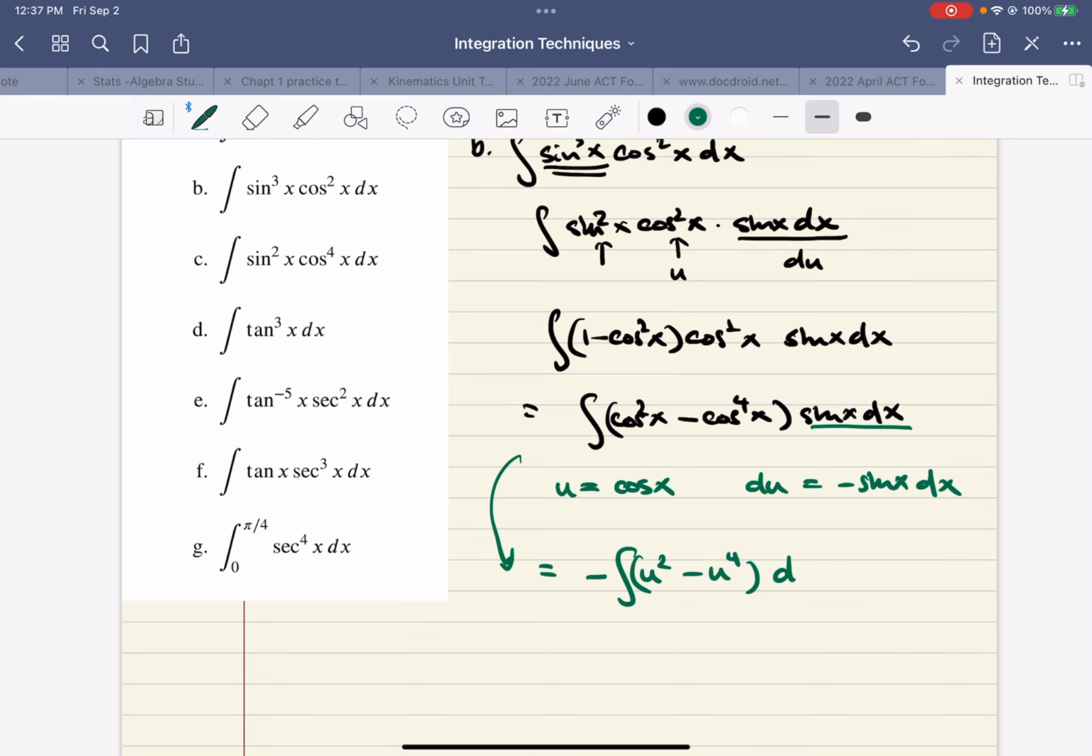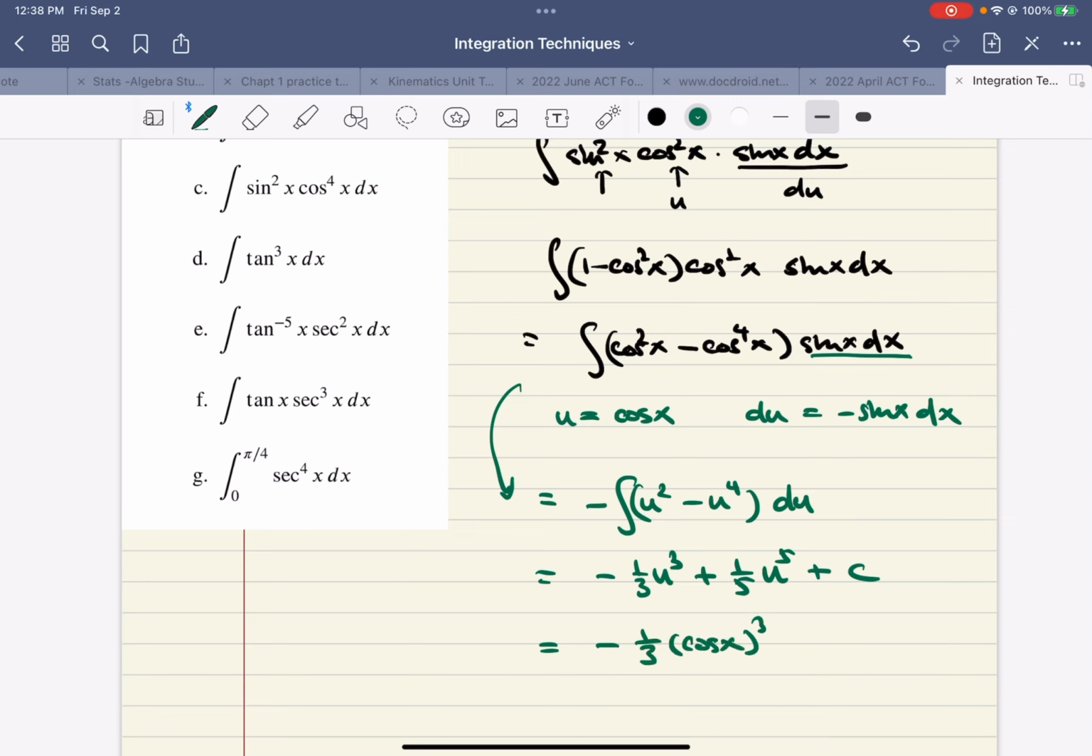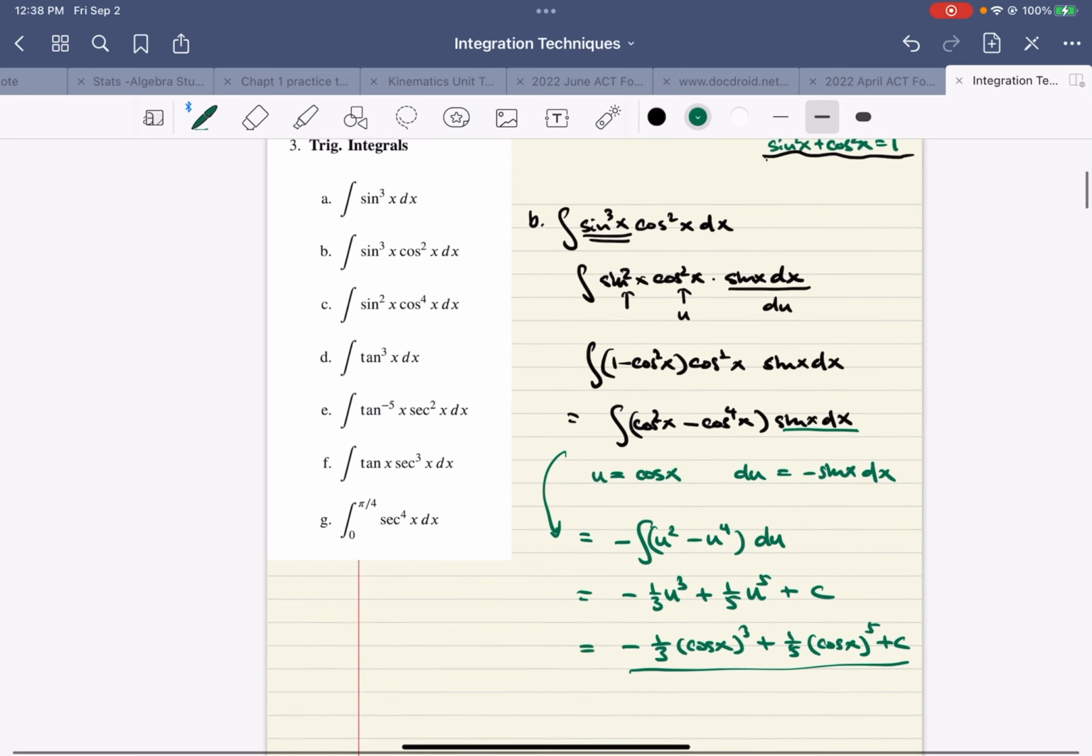So negative du. Now use the power rule: negative 1/3 u cubed plus 1/5 u to the fifth power plus c. Now last step, you substitute back your u. U was cosine x, so negative 1/3 cosine cubed x plus 1/5 cosine x to the fifth power plus c. So that will be your final answer. Okay, so that was B.